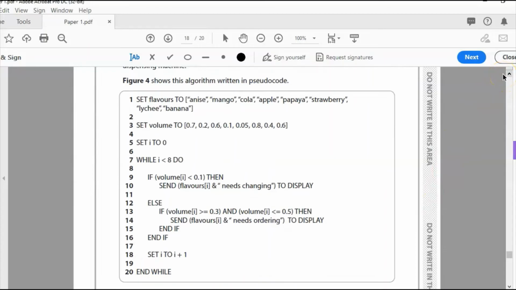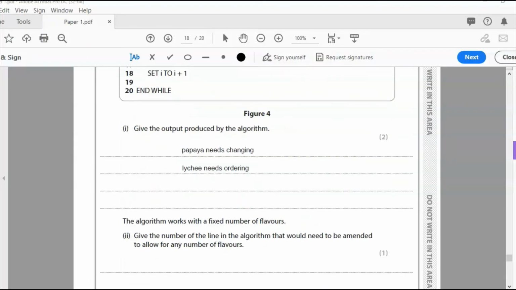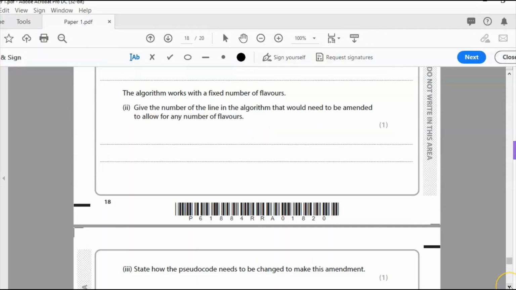Now we look at the next one. If volume I is greater than 0.3 and volume I is less than 0.5, so we look at that condition now. So it's not 0.7, 0.2, no, 0.6, 0.1, 0.05, 0.8, 0.4. That's something we need to look at. And we need to say lychee, which is 0.4, needs ordering. So now for our next mark, we put lychee needs ordering. So now we look at the next question.